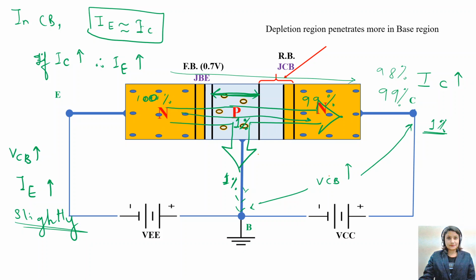And this is the whole theory. The scientist who observed this phenomenon was named Early. So this effect is known as the Early effect. When VCB is increased, IE increases slightly.